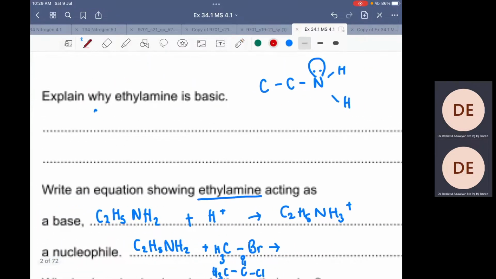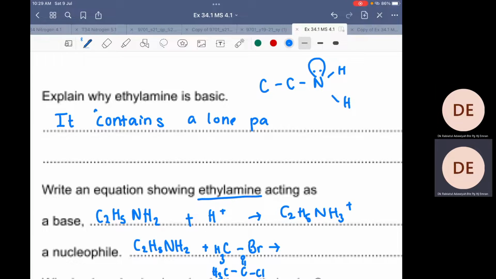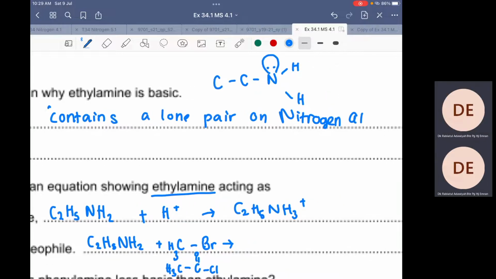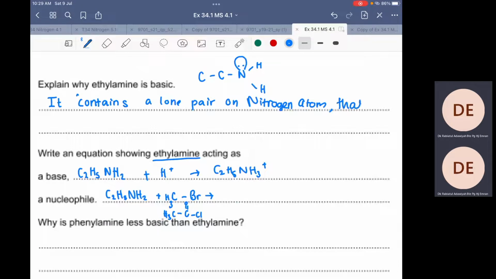For a 1 mark answer, they only need you to say it contains a lone pair on nitrogen atom. Okay, but I would like to extend that answer that it can bond with H+. For the mark scheme, as long as you say it contains a lone pair, they should give 1 mark. We don't have to talk about the ethyl group being electron donating, or about other electron donating or electron withdrawing effects, because we're not comparing the basicity. So the question is just asking, why is it basic?